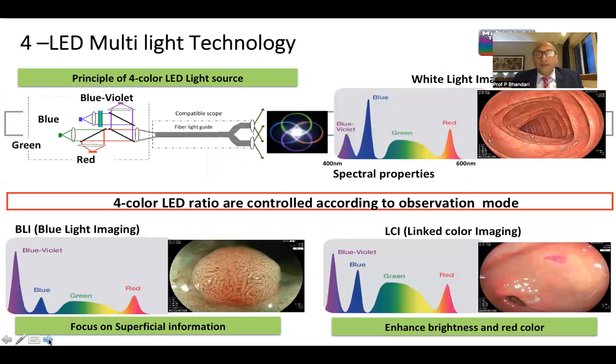This is one of the examples from Fujifilm. You can see how they produce these 4 LEDs in the endoscope and utilize those LEDs rather than putting filters and filtering light in and out in an old-fashioned way. Now we can get BLI, LCI, all this without using filters, just shining the specific LED in specific wavelength.